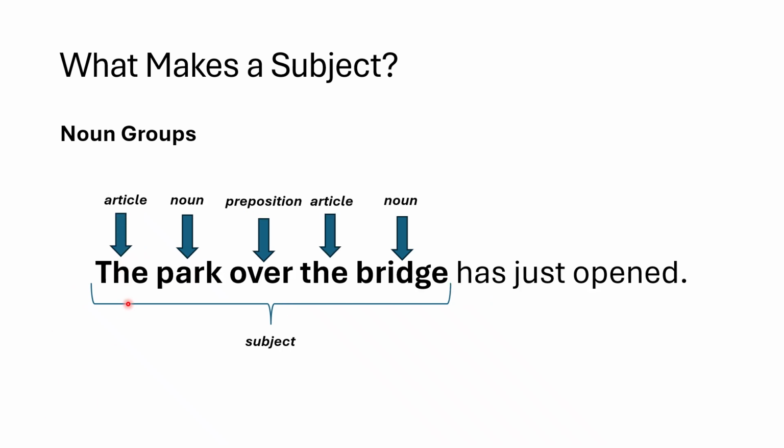Article, the. Noun, park. Preposition, over. Article, the. Noun, bridge. Subject, the park over the bridge. The park over the bridge has just opened. This sentence is about the park. Over the bridge describes which park is meant. The park over the bridge is a noun group.